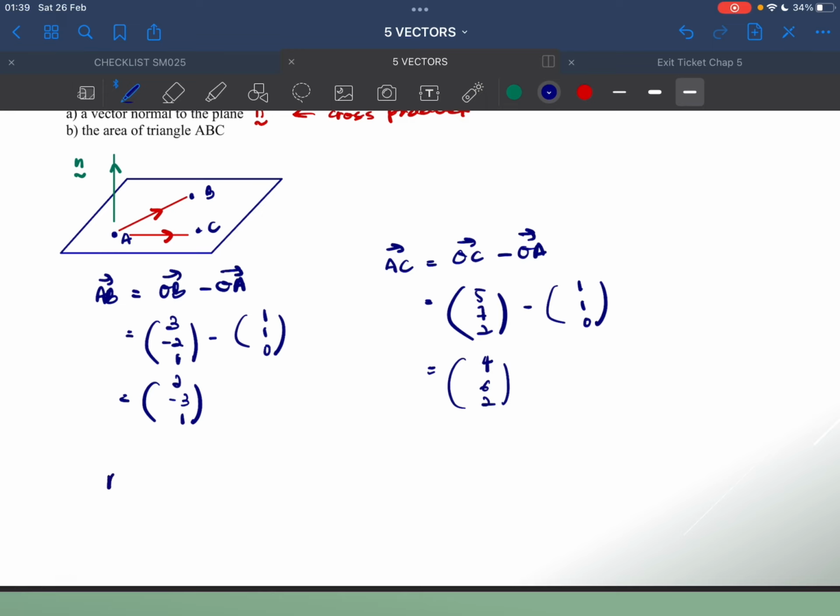Okay, so we have the normal is equal to, let me just write one more time. The normal here is, nope, that's a unit vector. Here is the normal equals AB cross AC. Okay, so let's find the cross product here.